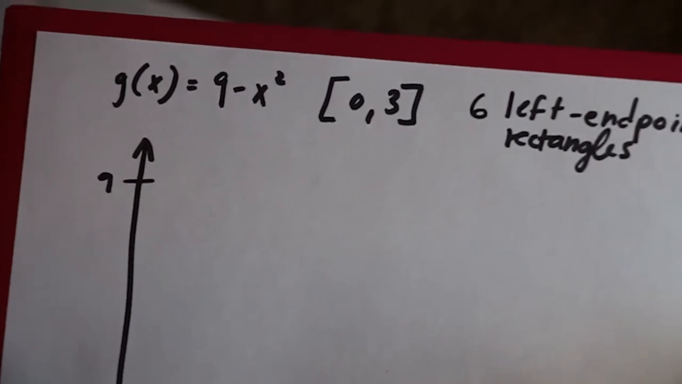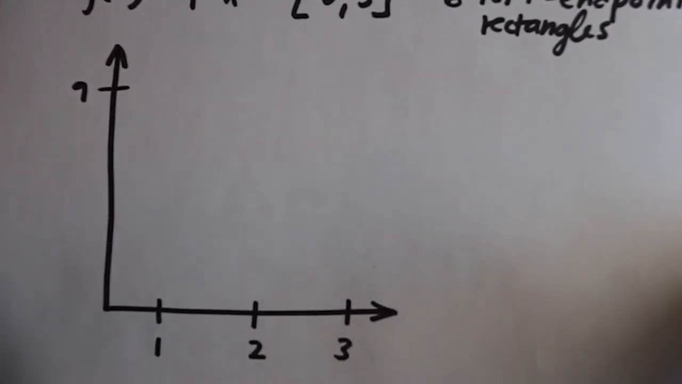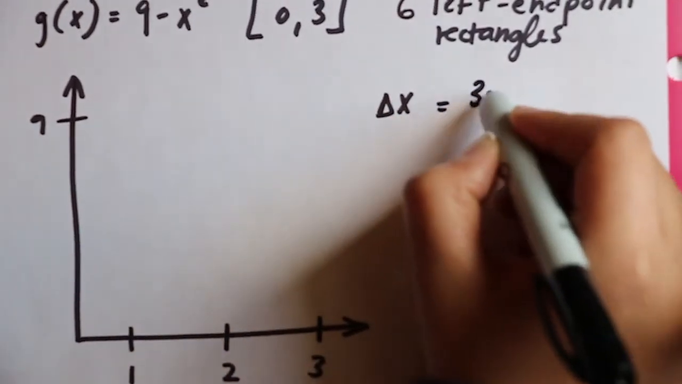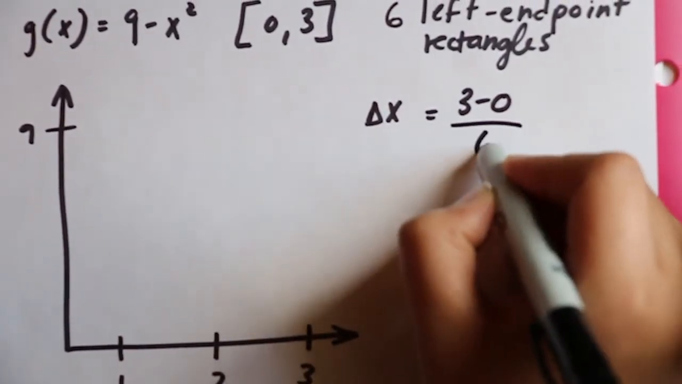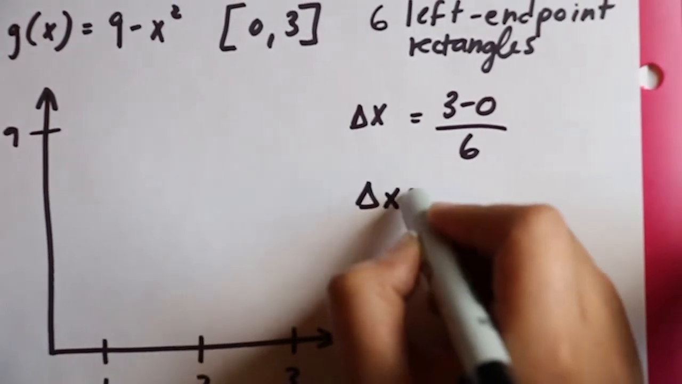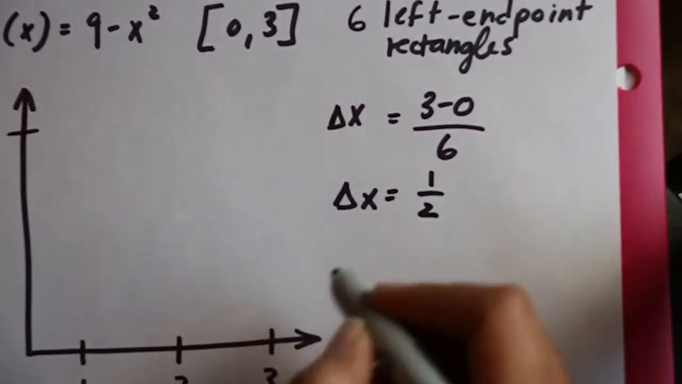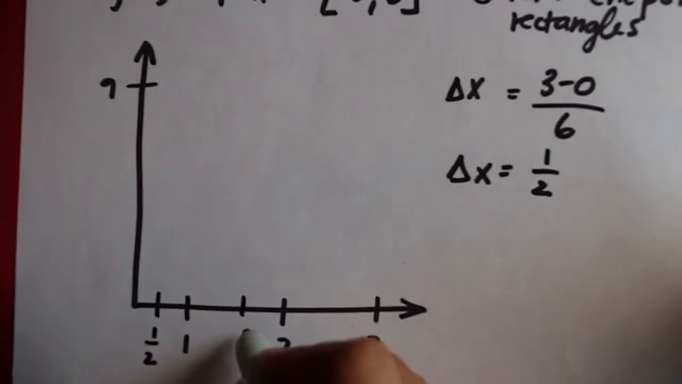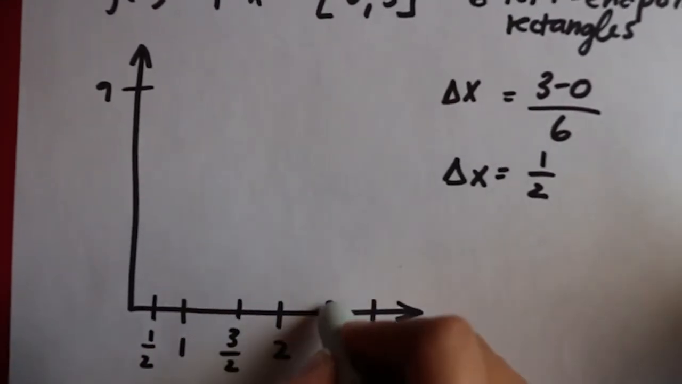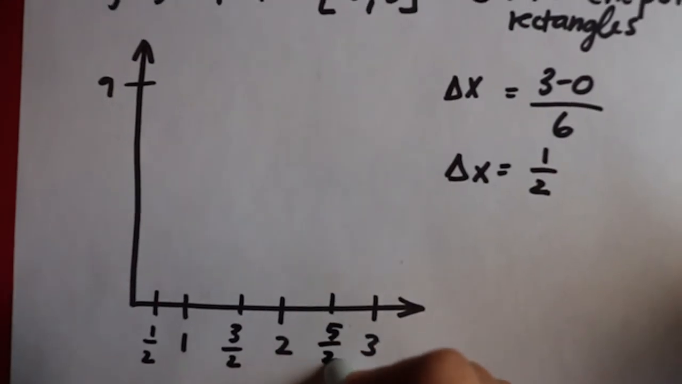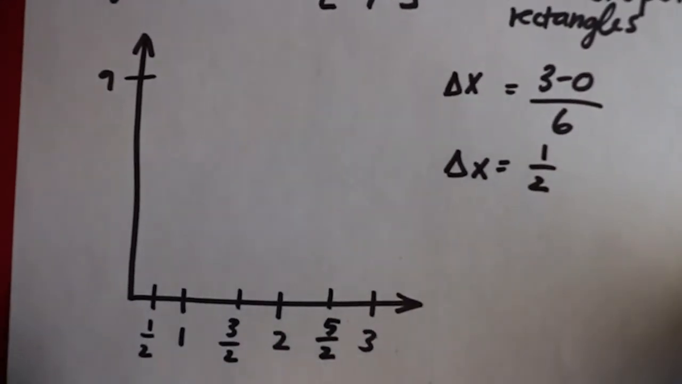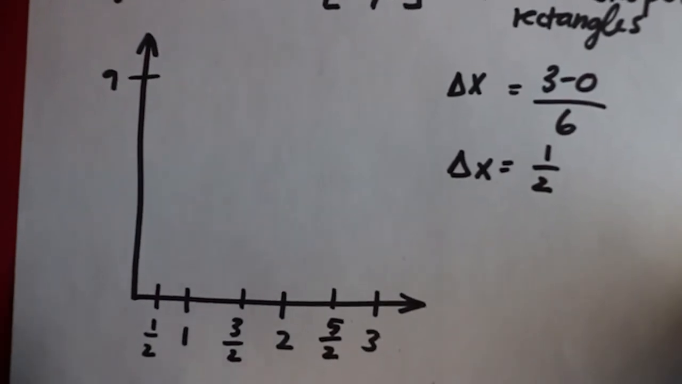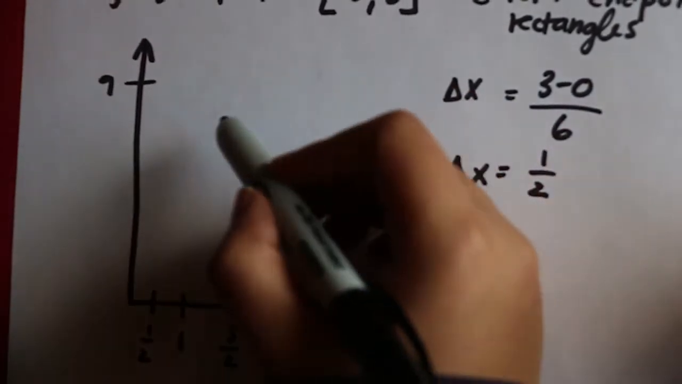Okay, Pat, so now we're going to do the same thing, but we have 6 left endpoint rectangles instead. And to get delta x, you're going to take 3 from your interval, and you're going to subtract 0, and then you're dividing by 6, which is from the 6 rectangles. And you get delta x equals 1/2. So then you're just going to draw in 1/2, like you're going to go by 1/2 on the scale, and go all the way up to 3, which is the end of the interval.